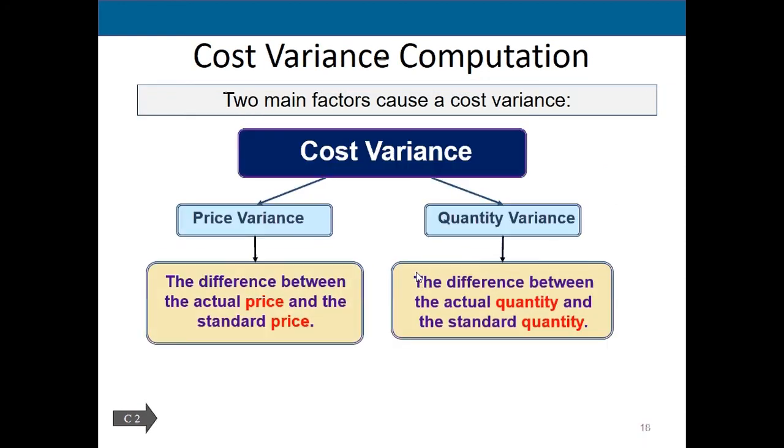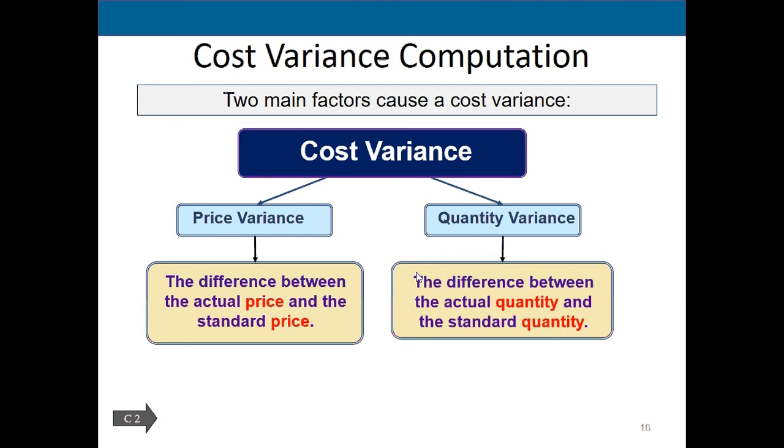All right, so cost variance computation. The reason that we're analyzing variances is because we want to tell the people who are interested why there's a difference, what the differences are about. There's only two things that can create this difference or this variance. Either we paid too much or little, that's the price variance, or we bought too many or too few. That's the quantity variance. So those are the only two things that can create a variance.